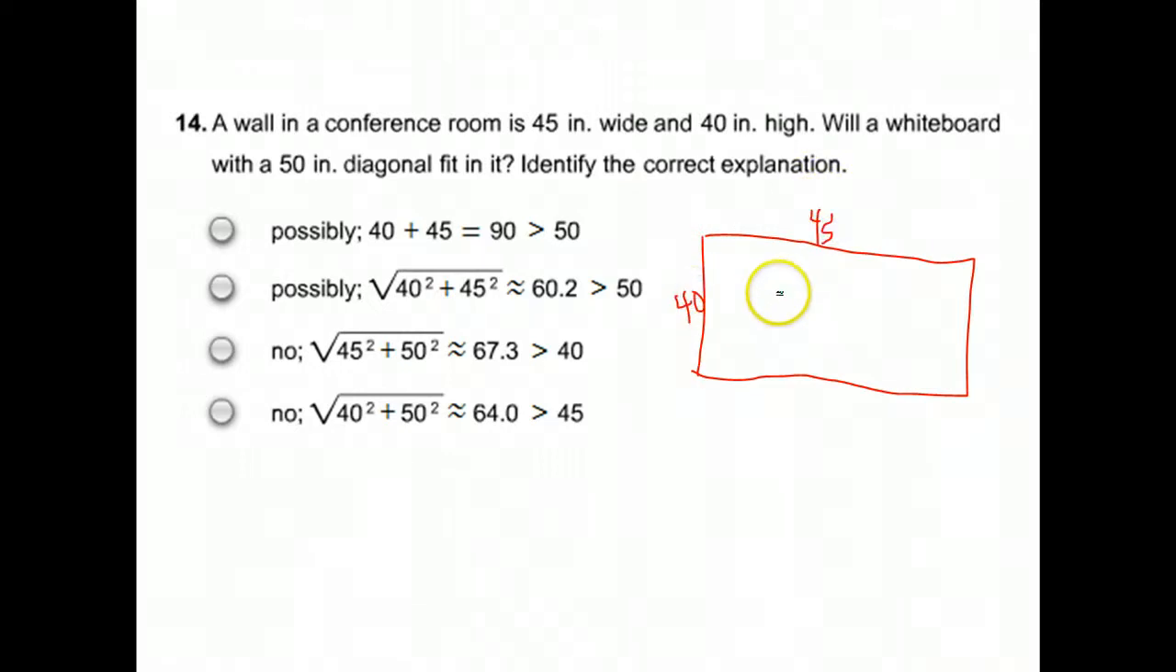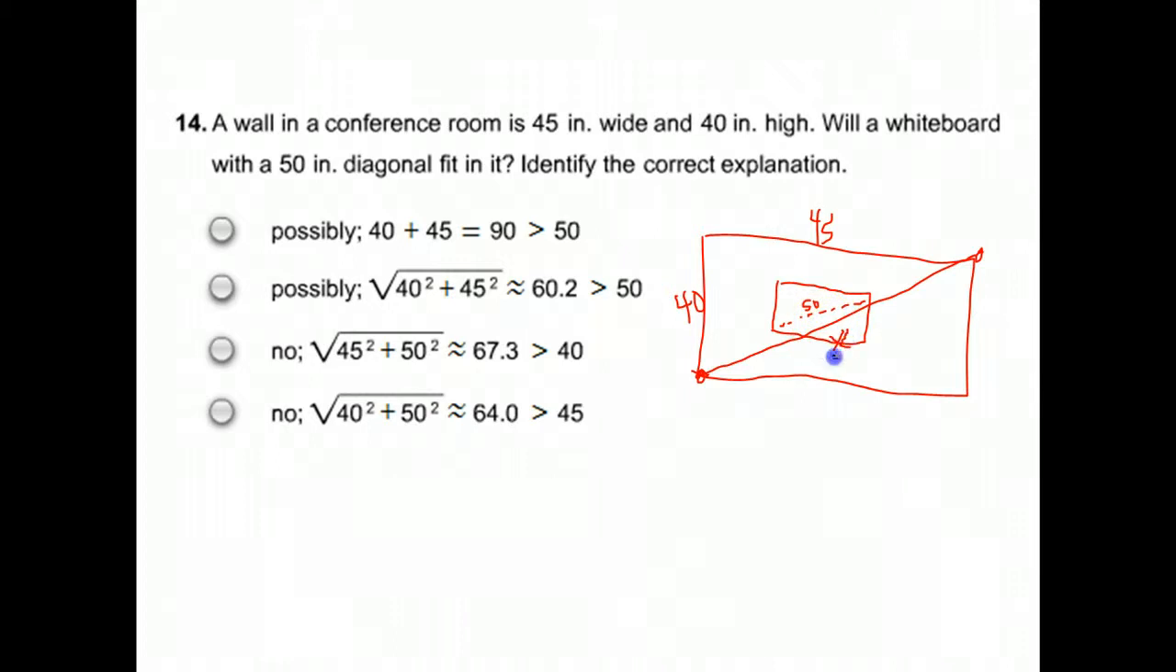What they want to know is, is it possible for them to put a whiteboard, which would also be a rectangle, that has a diagonal of 50 inches. Now, the only way it's going to fit is if the diagonal of this wall is bigger than 50 inches. So we want to know, is this diagonal for the wall greater than 50 or less than 50?